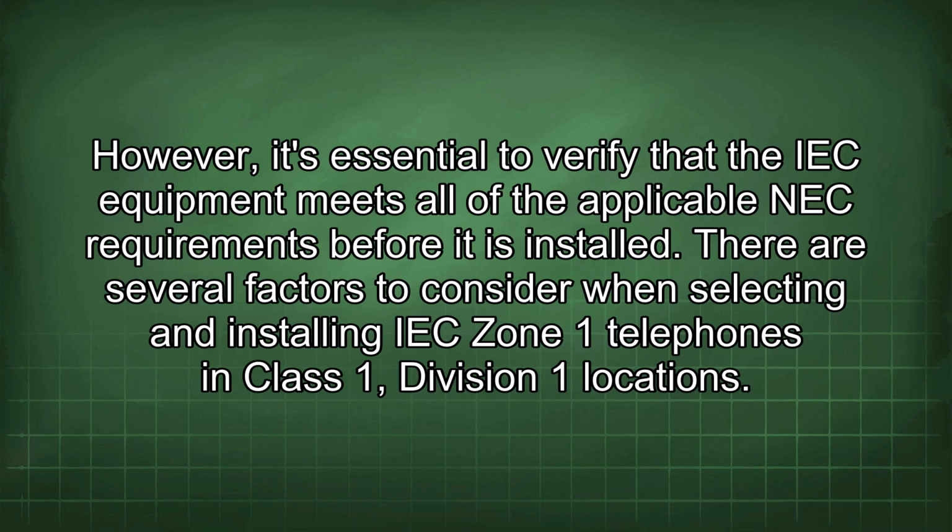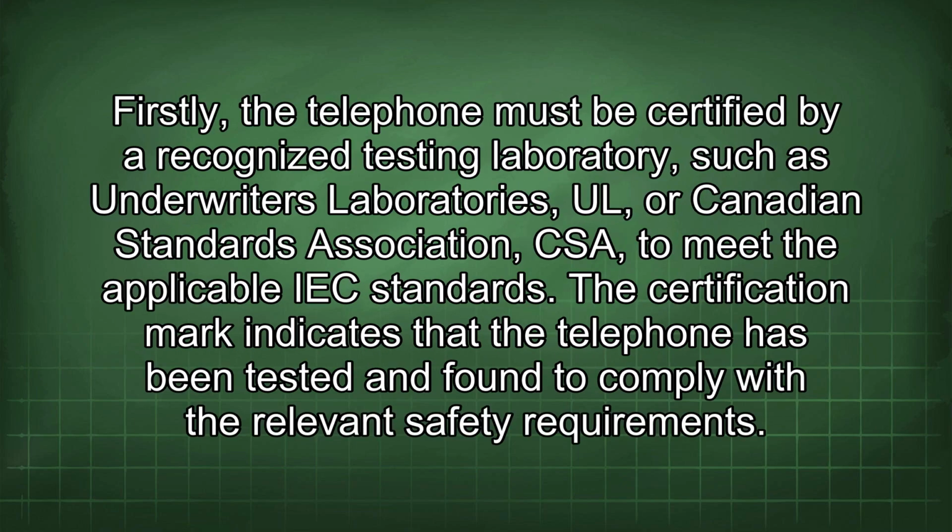There are several factors to consider when selecting and installing IEC Zone 1 telephones in Class 1, Division 1 locations. Firstly, the telephone must be certified by a recognized testing laboratory, such as Underwriters Laboratories (UL) or Canadian Standards Association (CSA), to meet the applicable IEC standards. The certification mark indicates that the telephone has been tested and found to comply with the relevant safety requirements.